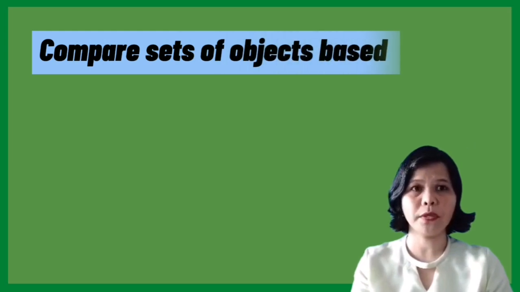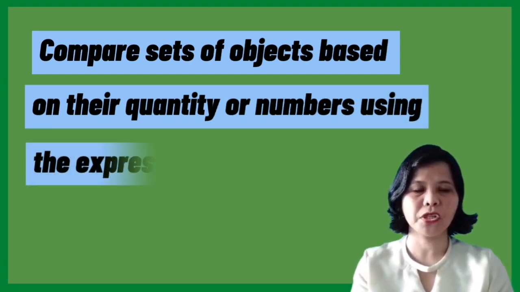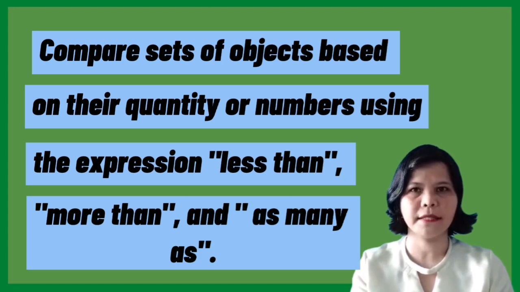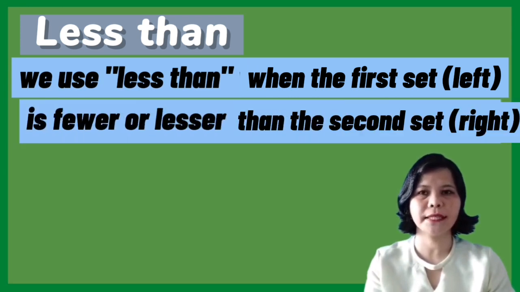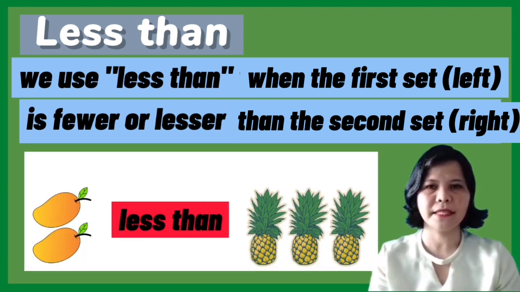Today you will be going to compare sets of objects based on their quantity or numbers using the expressions less than, more than, and as many as. We use less than when the first set in the left is fewer or lesser than the second set at the right. Example, 2 small mangoes is less than 3 big pineapples.